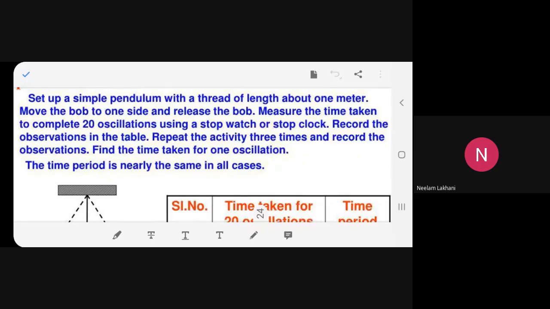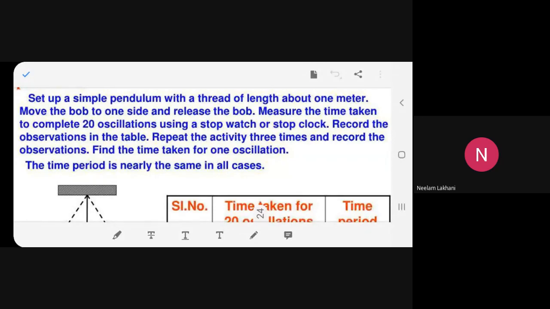Set up a simple pendulum with a thread of length about 1 meter. Move the bob off one side and release the bob. No, it is "to", it's not "off". Read properly, beta. You're just changing the meaning. When I stop you, you have to reread it. I stopped you at move the bob and you said off one side. I said it's wrong. So you have to read the sentence again. Do you understand? Do it again. Move the bob to one side and release the bob.